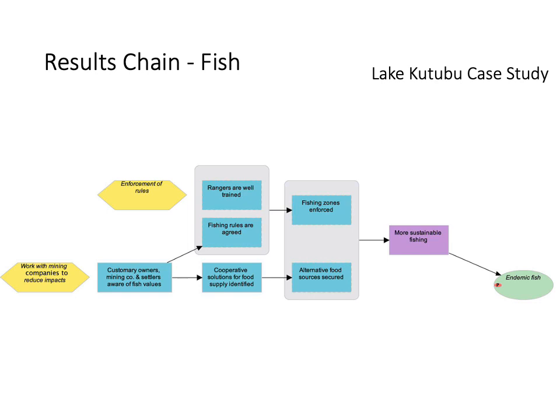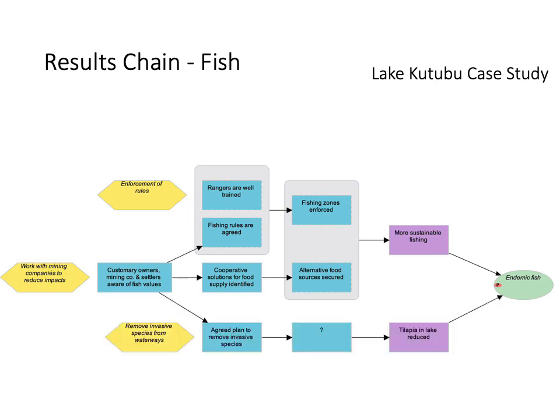In terms of this case study, we can then build on this chain after we've addressed our first threat, which was unsustainable fishing. As we realised, there was another major threat, which was tilapia in the lake. So we had a strategy identified, which was to reduce the invasive species in the waterways. And the first step might be that an agreed plan is in place to reduce invasive species. One of the things we need to do now is to think through what are the things required between having a plan and reducing tilapia in the lake.